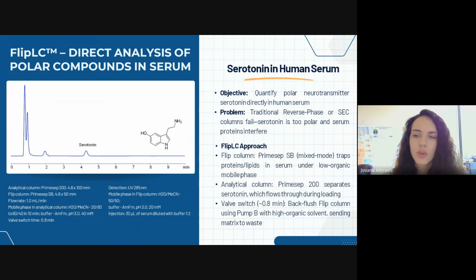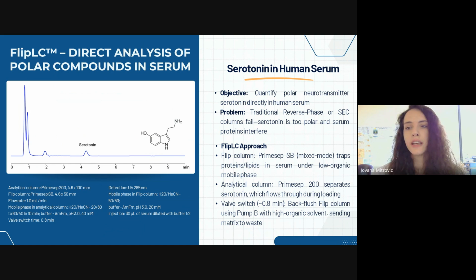Now, let's shift to a much more demanding matrix, human serum, and see how HPLC performs when analyzing polar biomolecules directly in biological fluid. The target analyte in this case is serotonin, a small, highly polar neurotransmitter that's notoriously difficult to retain and detect in serum, be it using traditional techniques or, let's say, a reverse phase column.